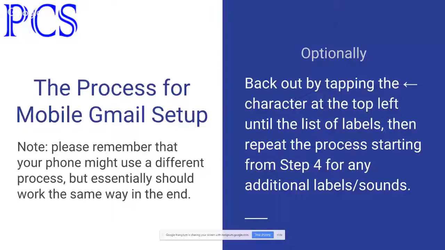And there we go. And so you can tap on that top left arrow at the top of the screen on your mobile to back out all the way to labels. And you can repeat the same process by selecting a different label, selecting a different sound for that label. So for as many labels as you want, you can just continue to repeat this part.